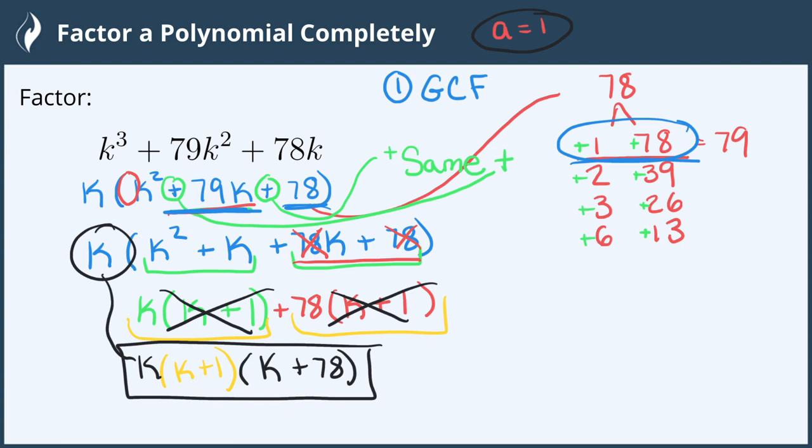If we wanted to check this, we could FOIL the two binomials and then distribute the k. In doing so, we want it to match the original problem, which is something that I would suggest doing on your own. In this case, we're not going to do it in the video, but it is a good option to make sure that you did correctly factor everything. Either way, we're all done.